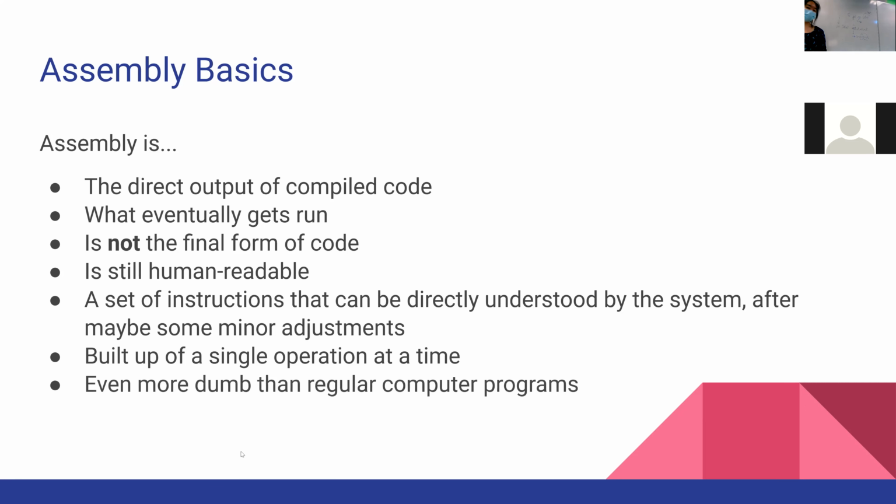And then it's even more dumb than regular computer programs. So we know that computer programs only do everything that we want them to do because the hardware works with the software. So at the point of assembly, we really just have to assume that the computer doesn't know anything at all and can't do anything on its own. And that's what leads to human-created conventions, like for example, calling conventions that we'll talk about in a few slides. So if you want the computer to do something, you can't assume that it will know exactly what it needs to do.